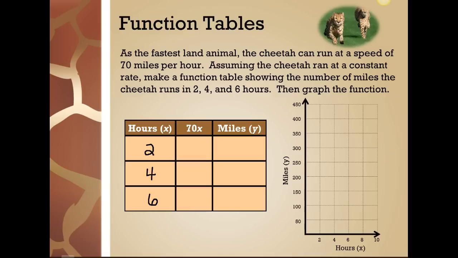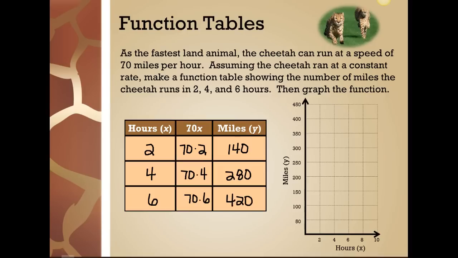Then our function rule is 70 times the number of hours. So 70 times 2 is going to give us 140 miles. 70 times 4 is going to give us 280 miles. And 70 times 6 will give us 420 miles. Next, let's graph the function.